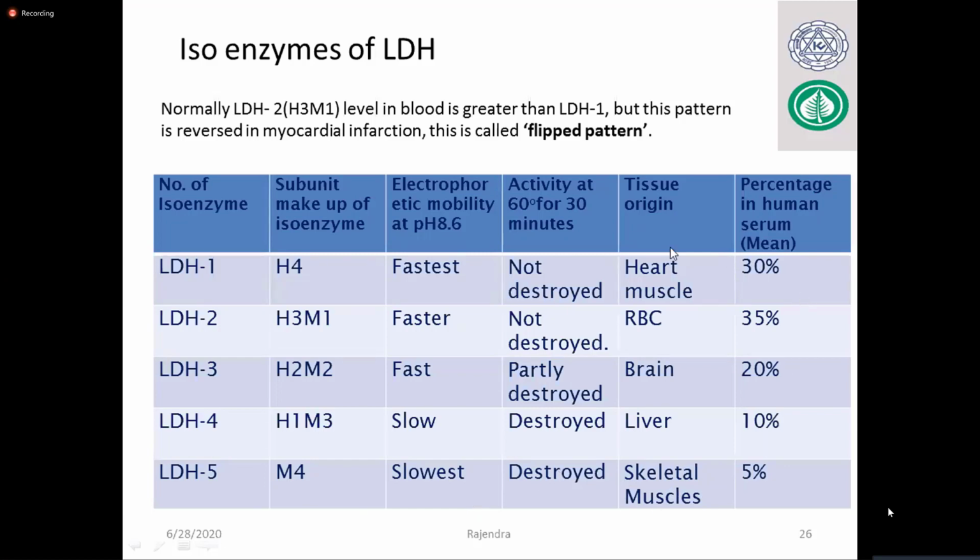That means if we do just the LDH test, we don't know where the problem actually is. In the heart muscle or RBC or brain or liver or skeletal muscle, we don't know. That's why if you want to see the exact problem, you have to go for isoenzymes. Suppose you want to see whether there is a problem in the heart muscle or not, then you have to go for LDH1. But these isoenzymes are not easily available because nowadays to differentiate myocardial infarction, we have very, very good markers like troponin and CKMB. That's why we are not going for this. But we can do this for research and other purposes.